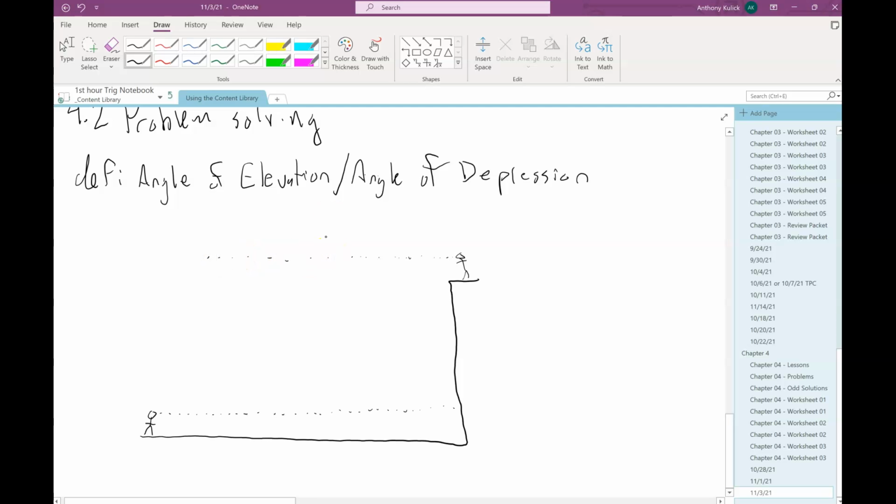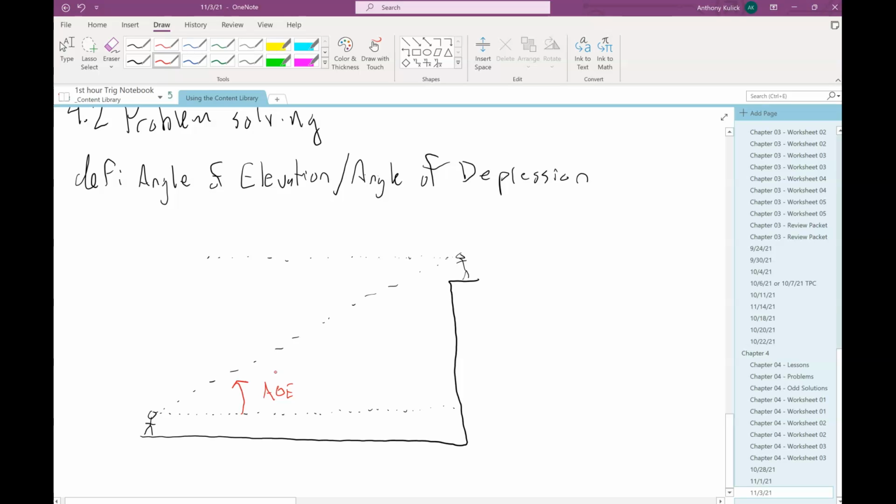Everybody good with that? Now let's say we're the person on the ground. If we look up to the person on the ledge there, our line of sight has elevated from the horizontal to this new place, right? We call this angle, that change, the angle of elevation. I'm just going to abbreviate that AOE. Everybody okay with that?